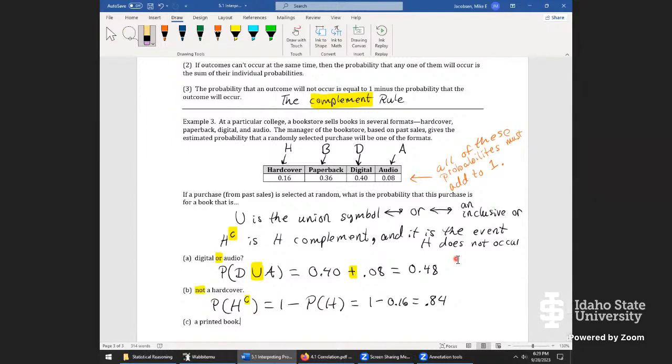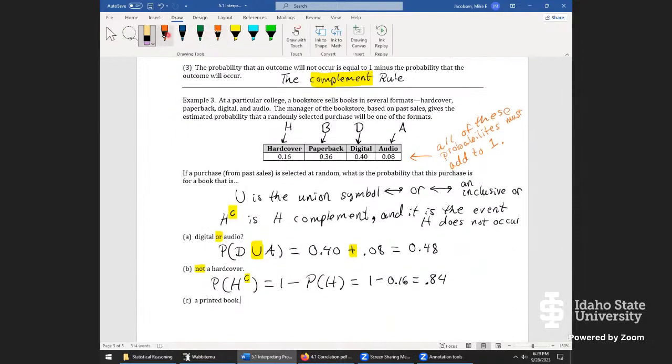Okay, well, let's finish off this last one, part C. It says, what is the probability? Let's read the whole sentence. If a purchase from the past sales is selected at random, just one book purchase, what is the probability that this purchase is for a book that is a printed book? So the way I'd probably write out this one is probability of a printed book.